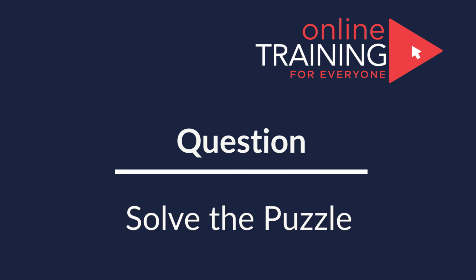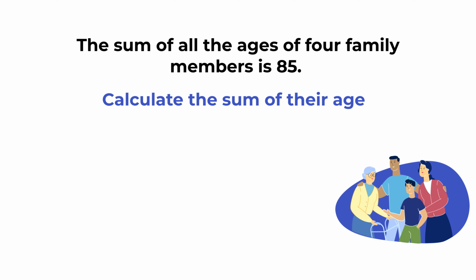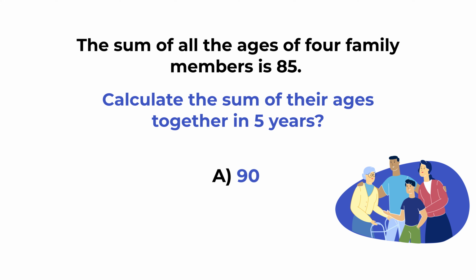Here's the puzzling question that you might frequently see on the test. The sum of all the ages of 4 family members is 85. What would be the sum of their ages together in 5 years? And you're presented with 4 different choices. Choice A, 90. Choice B, 95. Choice C, 100. And choice D, 105.